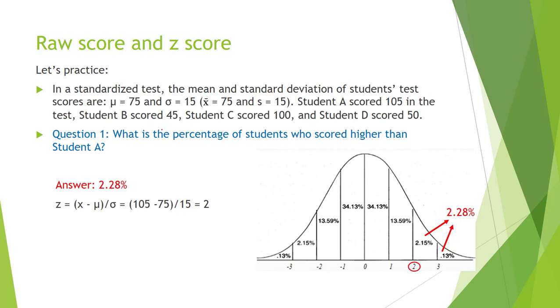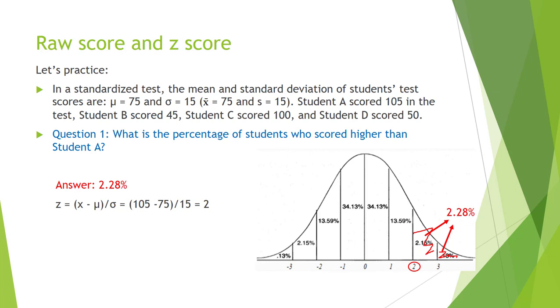So I'm asking you the percentage of students who scored higher than A, which will be here. It will be this area and this area. If you add these two percentages, you will find the answer is 2.28%. Now, again, back to the question of why we want to convert raw scores into z-scores. The reason is that with a z-score, you will be able to calculate the percentages like shown in this example.